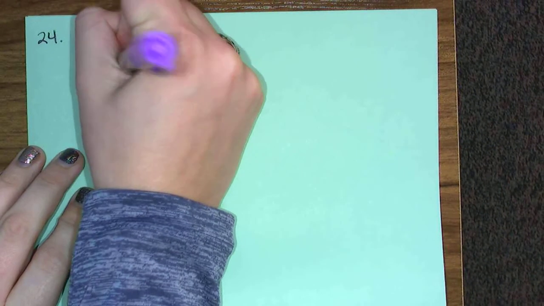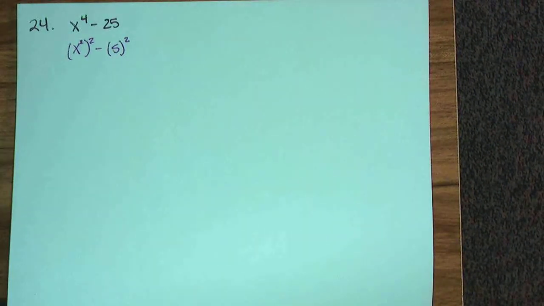Alright, so number 24, x to the 4th minus 25. Okay, so we're trying to factor this as completely as we possibly can. So what do we notice about this? Both things are perfect squares. What are the perfect squares? x squared and 5, so we can think about this as x squared squared minus 5 squared. So what form does that look like?